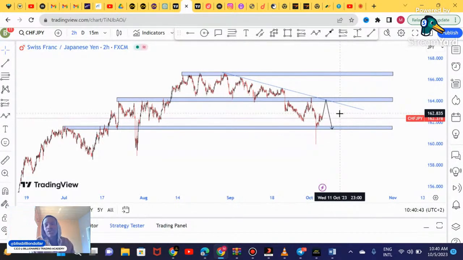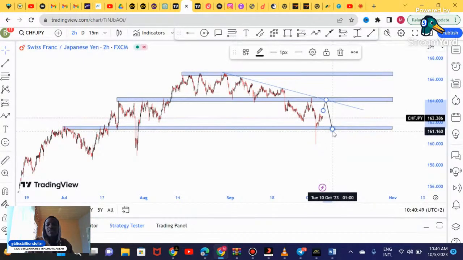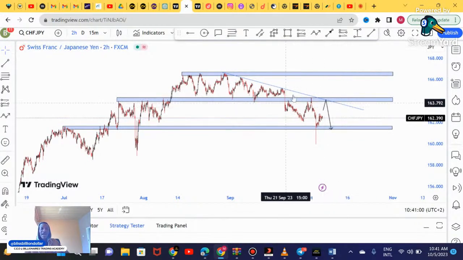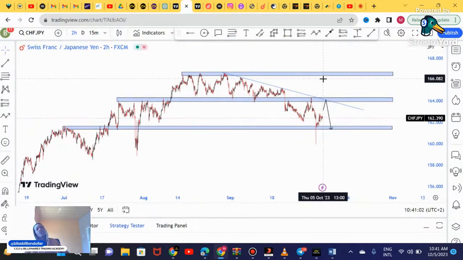If anything, I'll be leaning onto a sell. I'll be waiting. If price reaches there, I'll be taking a sell, and I'll be targeting this particular point. This is what I'm going to be waiting for on CHF JPY, right? So I'm going to be waiting for a sell. And of course, if the other thing happens, we know we're going to be in a buy.